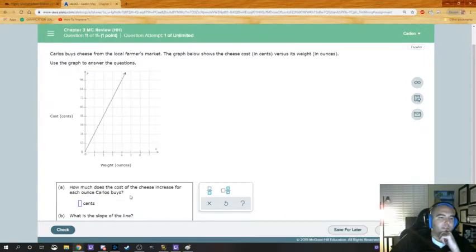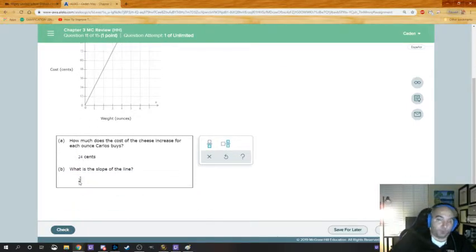What is the cost of cheese increase for each ounce? So if you go over 1 ounce, how much does the cost go up by? It goes up to 24. So it's 24 cents. What's the slope of the line? 24. The slope is the same thing as asking the person answering the question, what is the increase in cost per increase in weight? Those things are related. Those are the slope and the same.